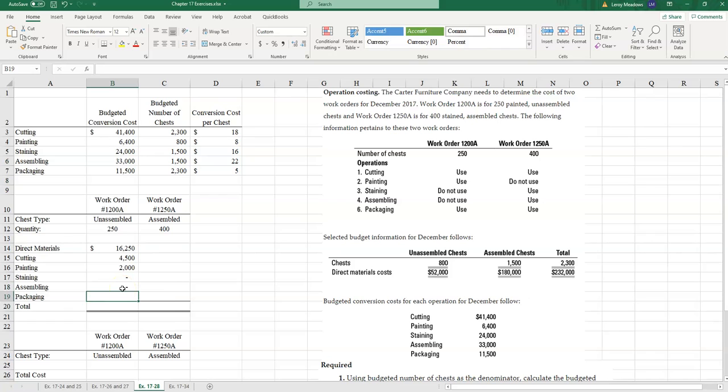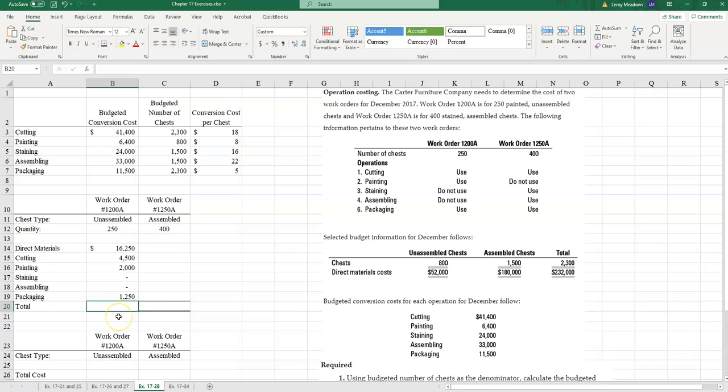Now what about packaging? We have 250 units that are unassembled, but they do require packaging according to our information over here. So each unit is going to require $5 of packaging. So the 250 units in this order times the cost of $5 per unit for packaging, and I'm going to incur $1,250 worth of packaging costs for this work order.